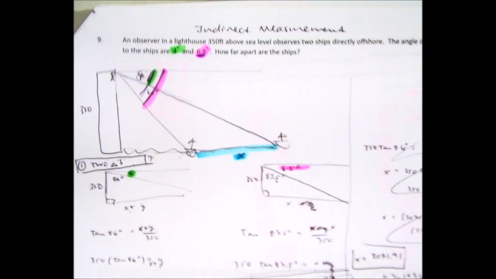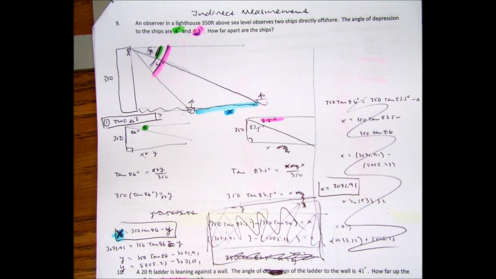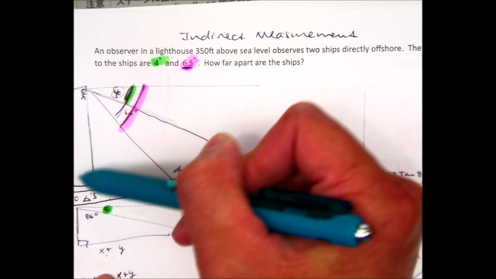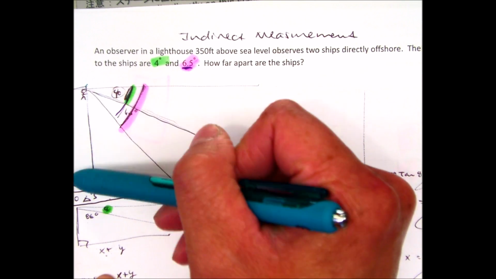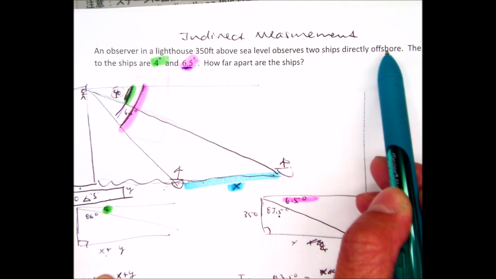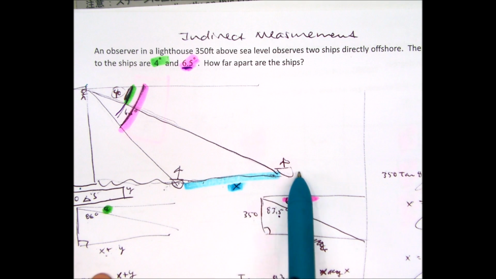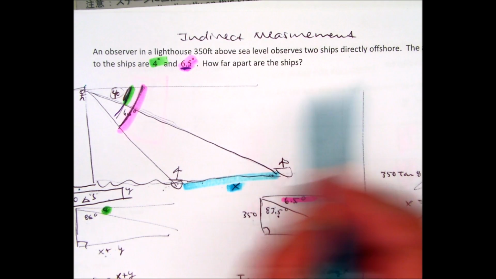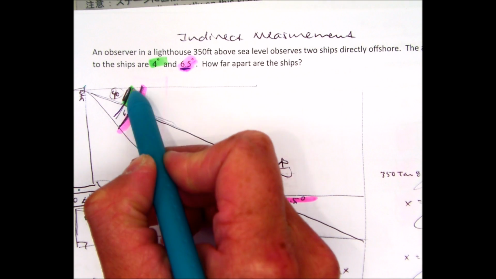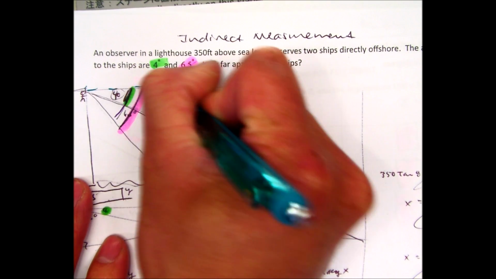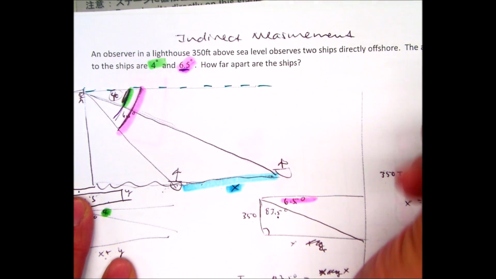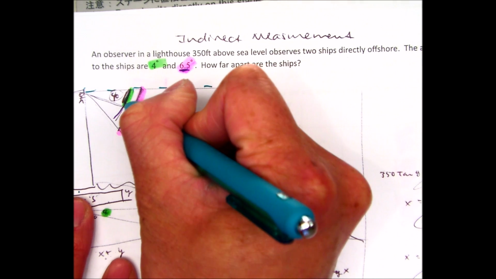Number 9. An observer in a lighthouse 350 feet above the sea level. Here's my lighthouse, 350 feet tall. There's my observer, the person watching out there. 2 ships directly offshore. You're just looking at two boats in the ocean. The angle of depression to the ships are 4 degrees. Okay, so I put that in, 4 degrees. That's my green there. So, as one student noted, this is the line of sight. So looking down for depression, the depression is 4 degrees.